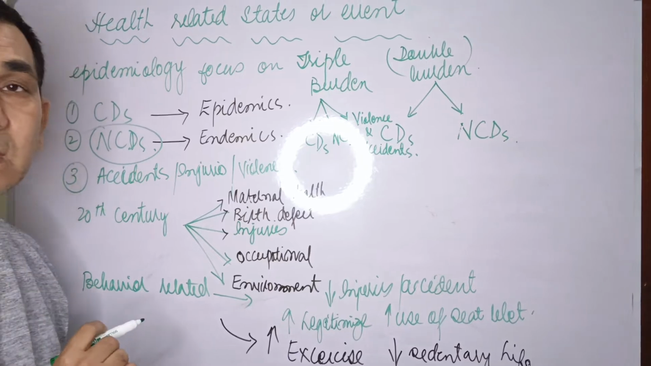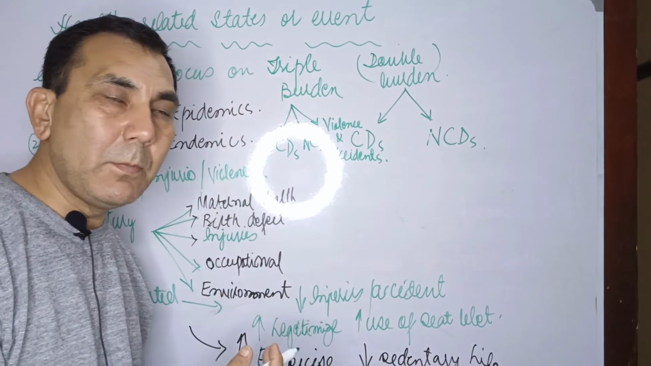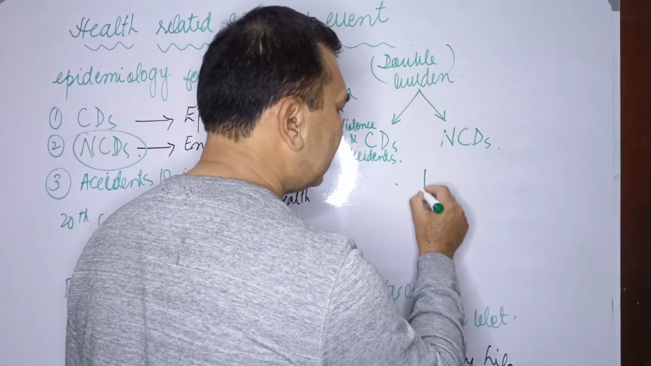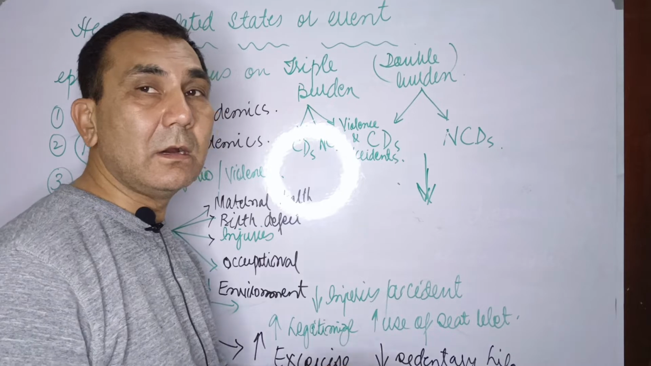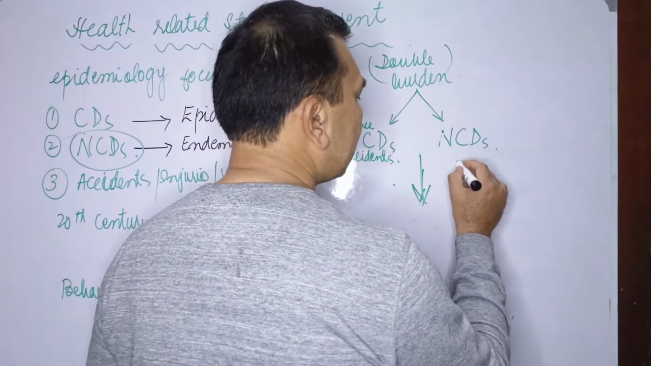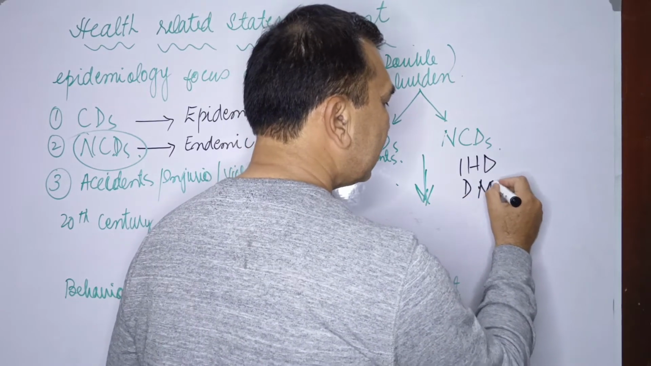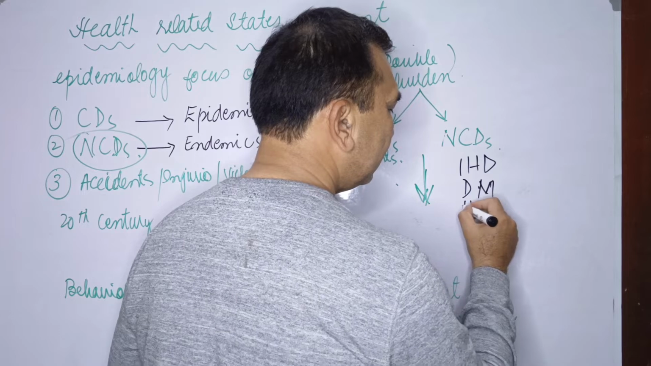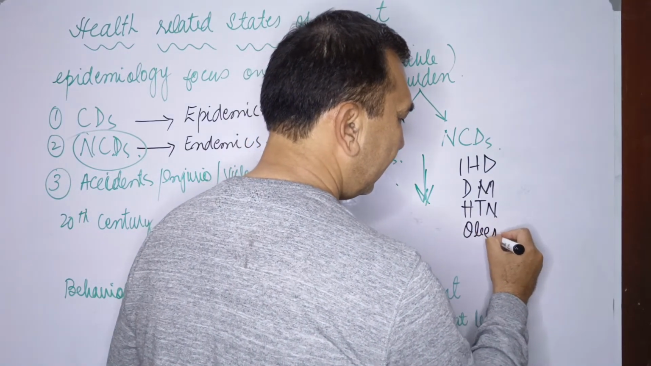By using exercise as a behavior among the population, it decreases two to three types of disease. Non-communicable diseases are two thirds of the burden, such as IHDs, diabetes mellitus, hypertension, and then obesity.